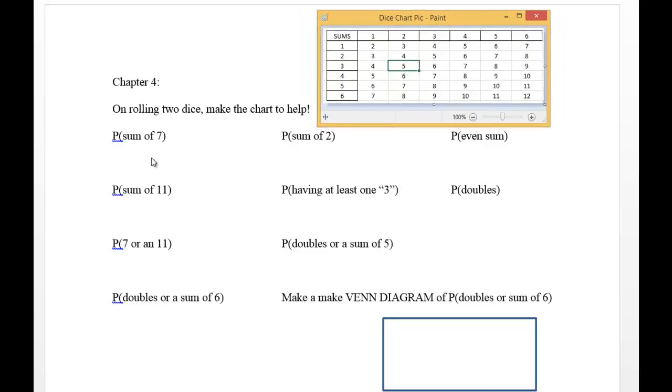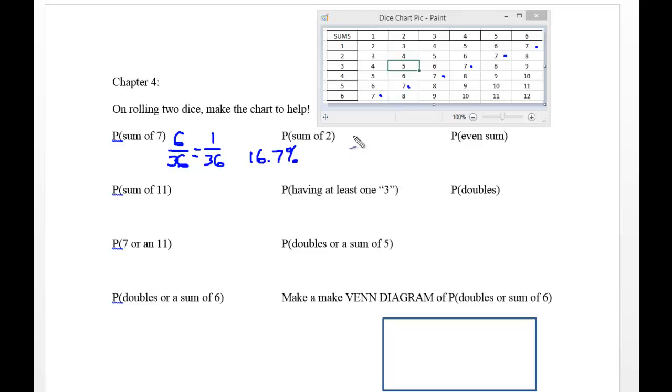Okay, so the probability of a sum of 7. Now what I'm going to do is take a look at how many different 7s I have on the dice chart. I have 1, 2, 3, 4, 5, 6. I have 6 7s on the dice chart, so the answer is 6 out of 36. Now, if I was to reduce that, I can divide top and bottom by 6, which makes 1/6. And if I divide that on the calculator, it's 16.6 repeating, or 16.7 rounded correctly.